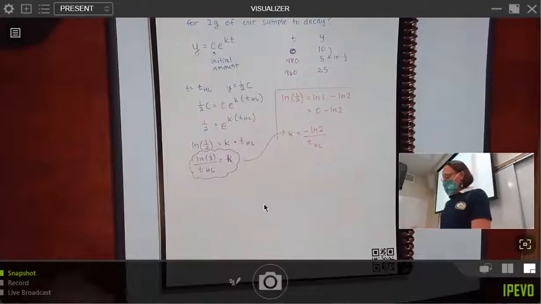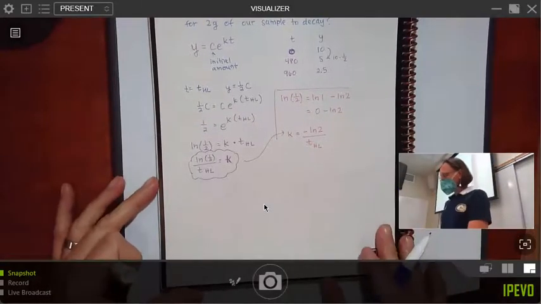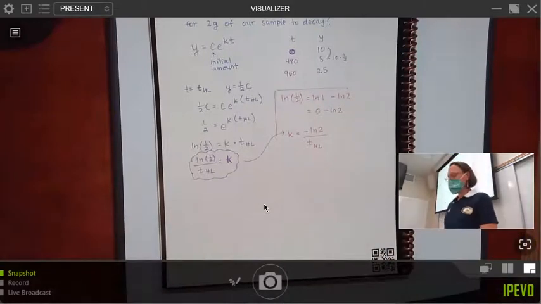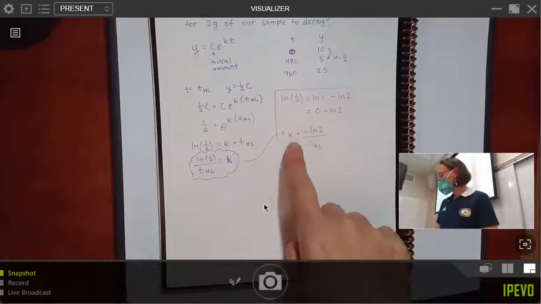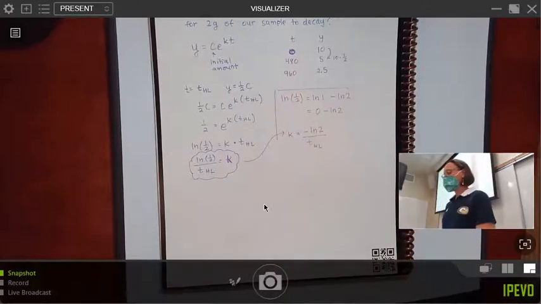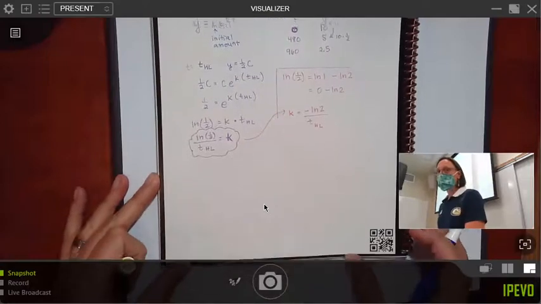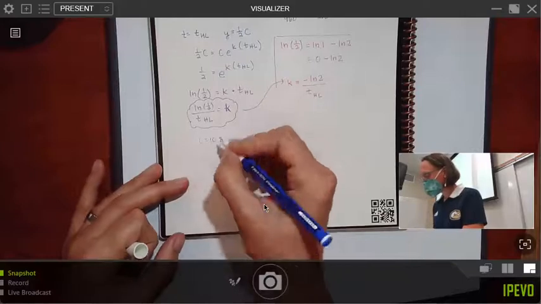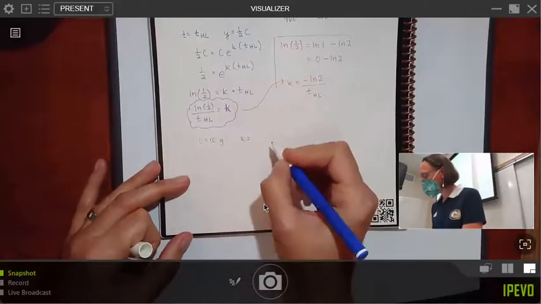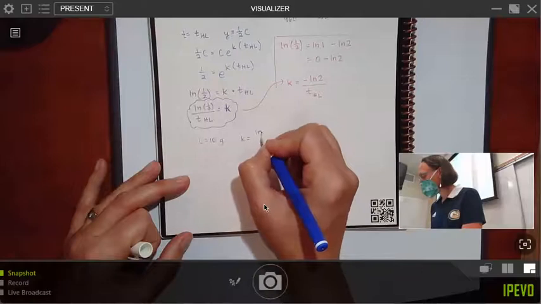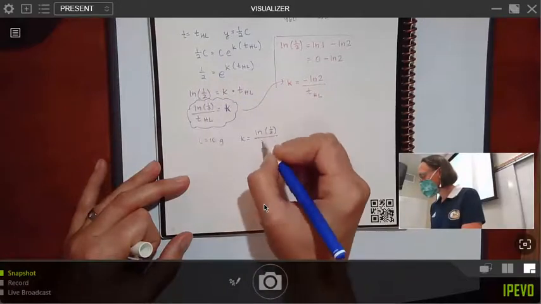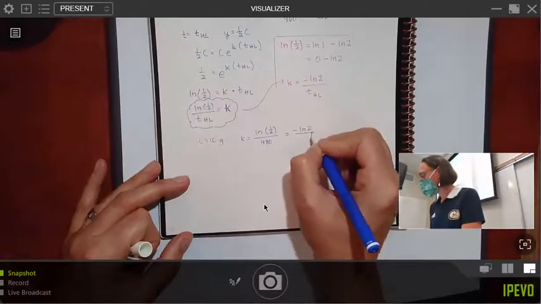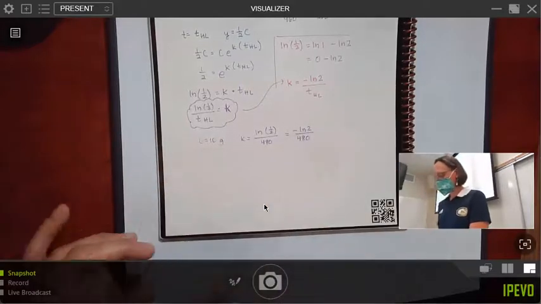Based on what we were given, we have an initial amount of 10 grams, so we know the value of C. And we can use this formula to know our value of K. So for our problem, C is equal to 10 grams and K is equal to ln of 1/2 divided by 480, or negative ln of 2 over 480.